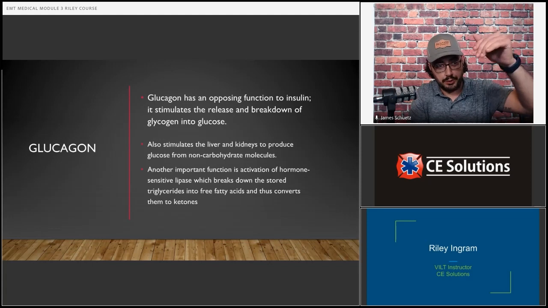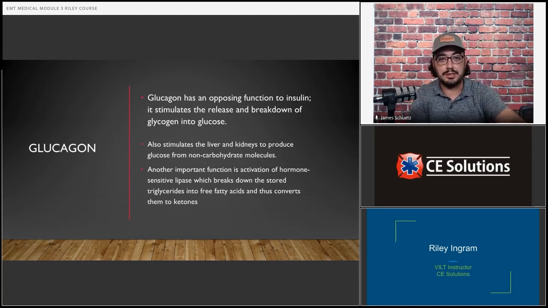And then it's going to release the breakdown of that glycogen that's stored there, turn that into glucose, and then use that as the cellular energy, okay? It's also going to stimulate the liver and the kidneys to produce glucose from non-carbohydrate molecules, okay? The problem with that is it's non-sustainable, okay? That's why they always talk about complex carbohydrates, right?